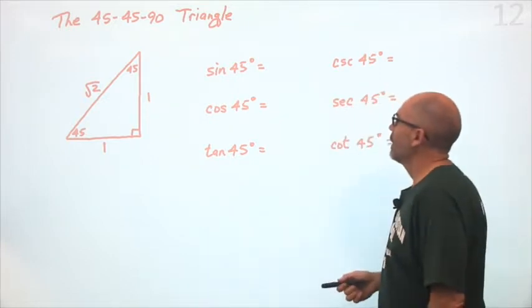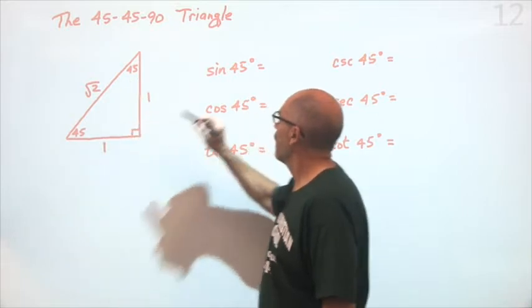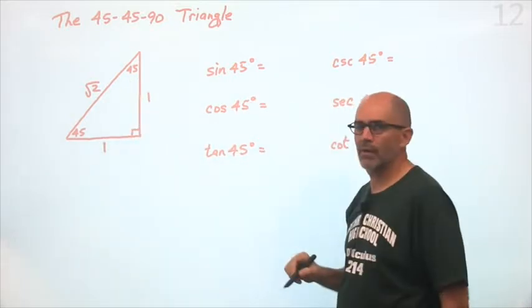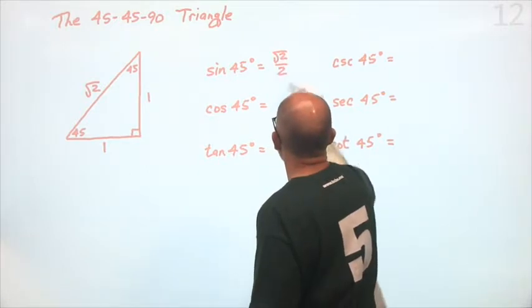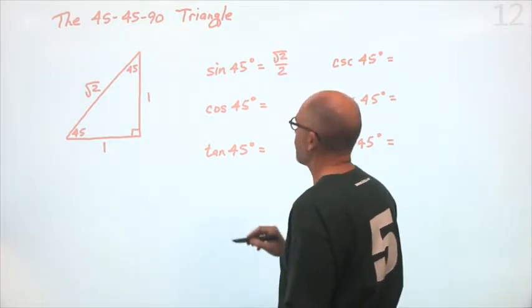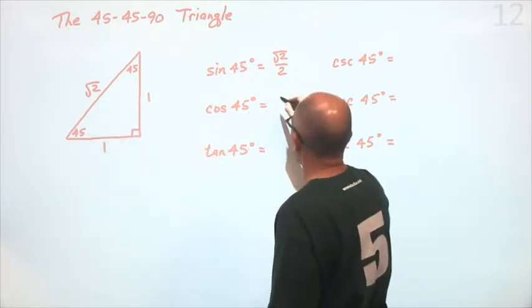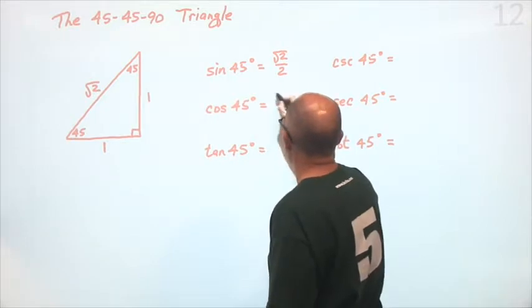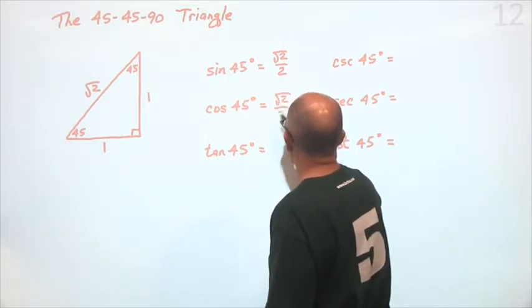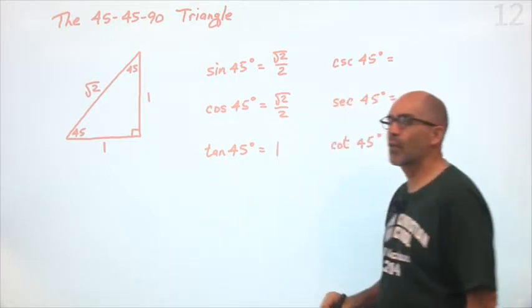Okay, now, the sine of 45, opposite over hypotenuse, 1 over the square root of 2. That becomes square root of 2 over 2. Cosine of 45, adjacent over hypotenuse. Well, notice sine and cosine are the same because the opposite and the adjacent sides are the same. So cosine is square root of 2 over 2. Tangent 45 is 1 over 1, which is 1.